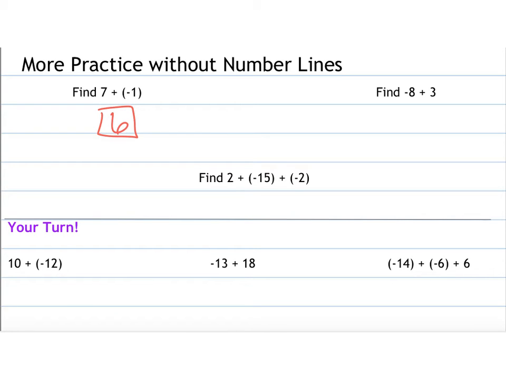Negative 8 plus 3, different signs, so we subtract. 8 minus 3 is 5. Now, do I have more positives or do I have more negatives? In this case, I have more negatives, so my answer is negative 5.